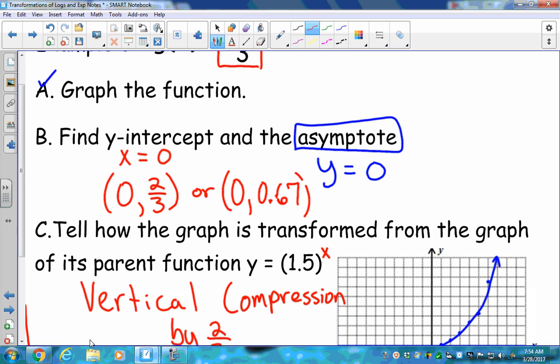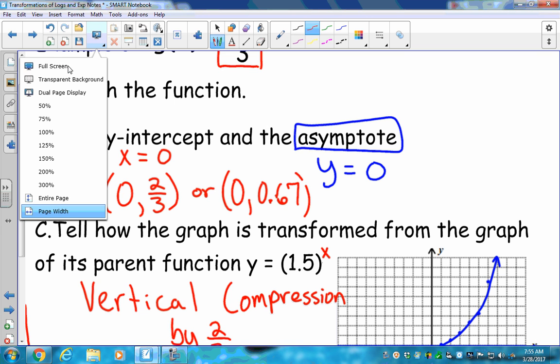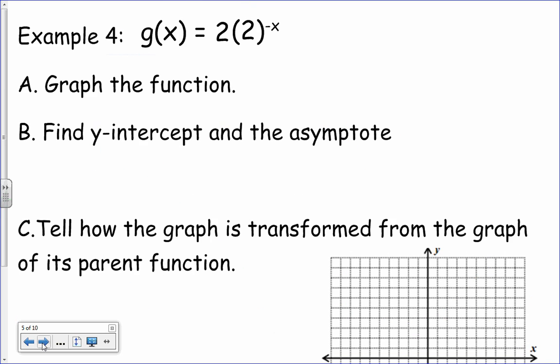All right, let's look at example 4. The g function is 2 times 2 to the negative x. So there's two transformations here. There's one on the outside, so that's going to be something vertical. And there's a negative on the inside because it's in the exponent. First thing we're going to do is graph the function. So go ahead and type in y1, 2, parentheses, 2, raised to the power, negative x.